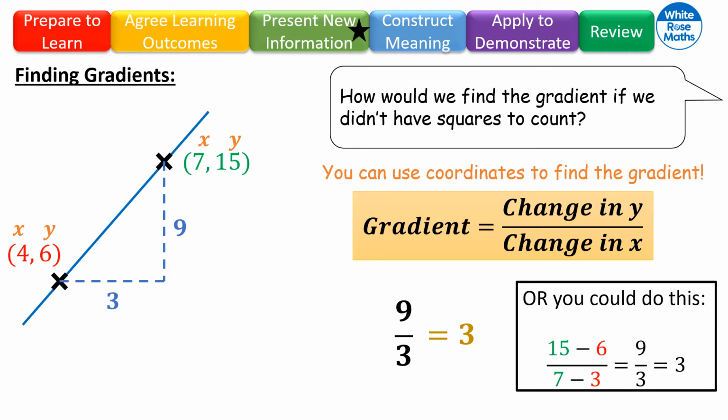You could do it like this if you like, write it out like that: 15 take away 6, so that's my y values subtracted at the top, my x values subtracted at the bottom, and then I can work it out like that. It's up to you. Some people prefer to draw a picture out, some people prefer just to do it in their head using the formula.